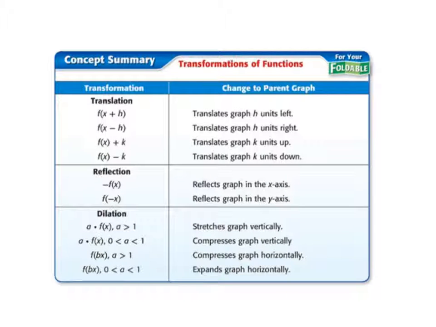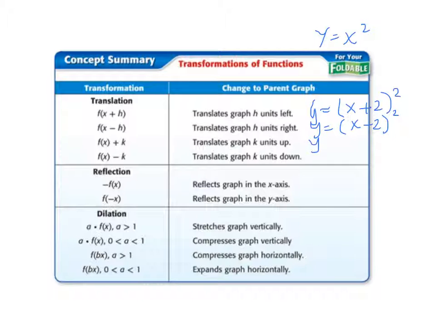So here's a concept summary of what we talk about when we're writing it. In the parent function, no matter what parent function it is, if we add a value inside, we're moving things left. If we put a minus inside the function, and for instance, if the parent function is x squared, right? To move it left, I would say y equals x plus 2 squared. That would move it left. y equals x minus 2 squared would move it right.